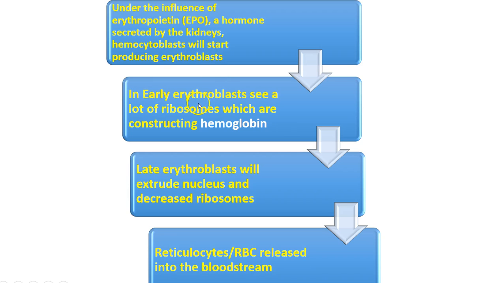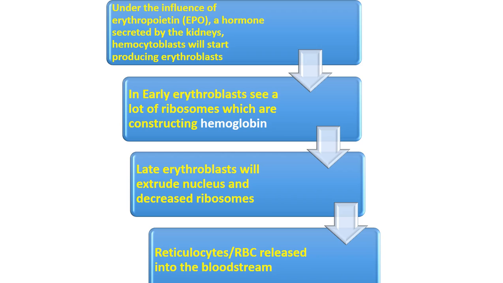Early erythroblasts will see a lot of ribosomes. Ribosomes, remember, produce proteins. The protein that they're going to produce is going to be hemoglobin. Hemoglobin is what carries oxygen, and these red blood cells are going to be oxygen-carrying machines. What a late erythroblast will do to make more space for more hemoglobin and also to allow the red blood cell to have that shape that I showed you, it's going to actually get rid of the nucleus, and this is unique. Most cells have a nucleus. Red blood cells, mature red blood cells, do not.